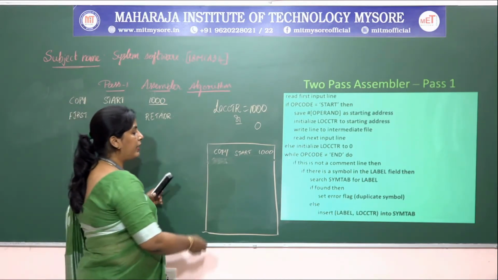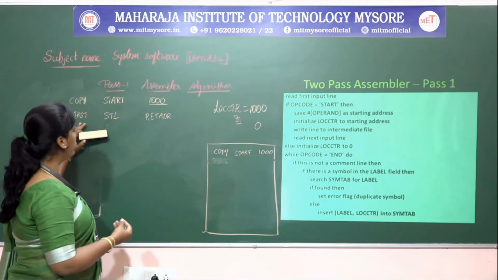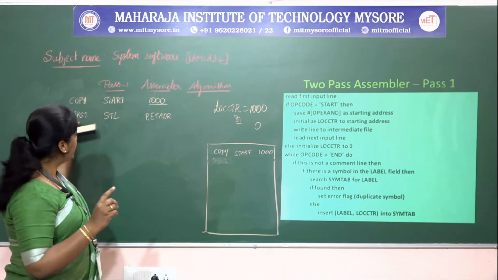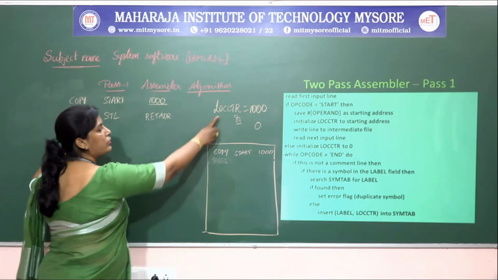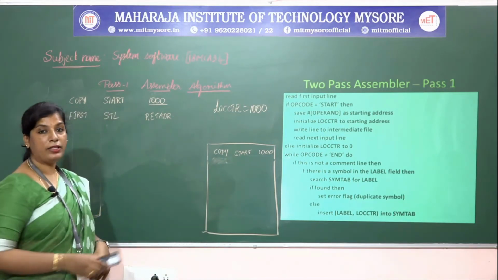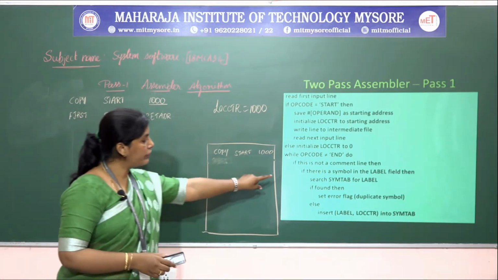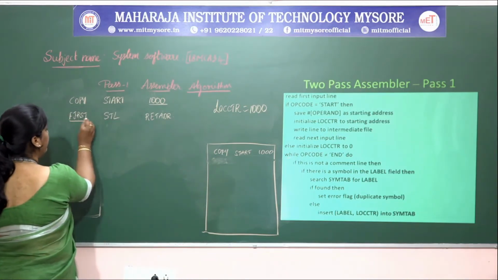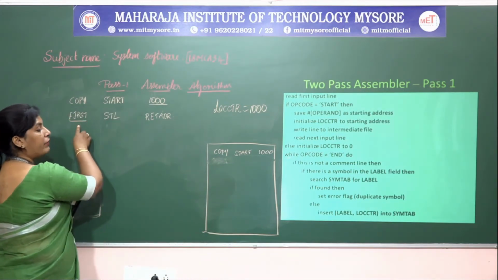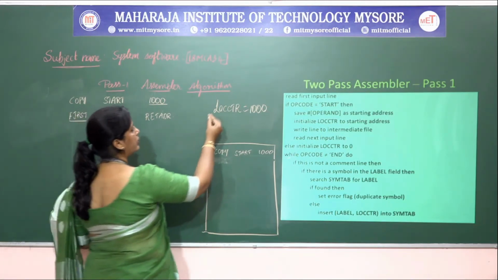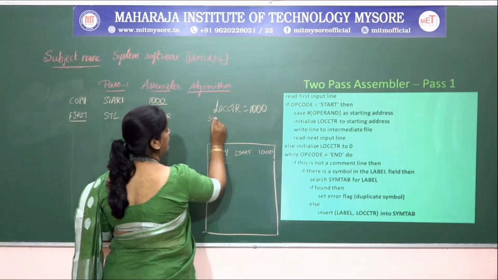Next, for the second instruction, the location counter value is still 1000. It checks if there is a symbol in the label field. Is there any symbol in the label field? Yes. What is the symbol name? FIRST. So it is going to construct the symbol table here.